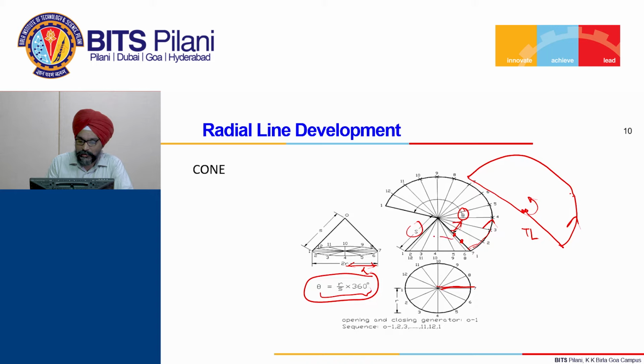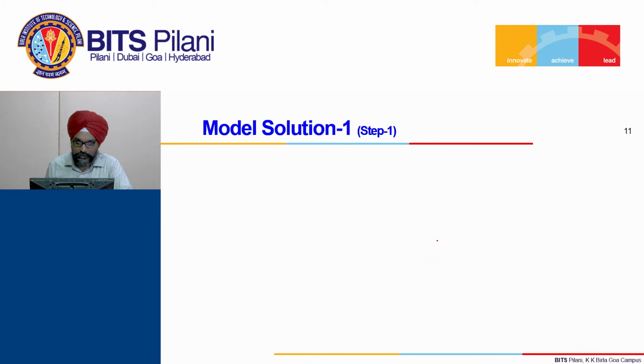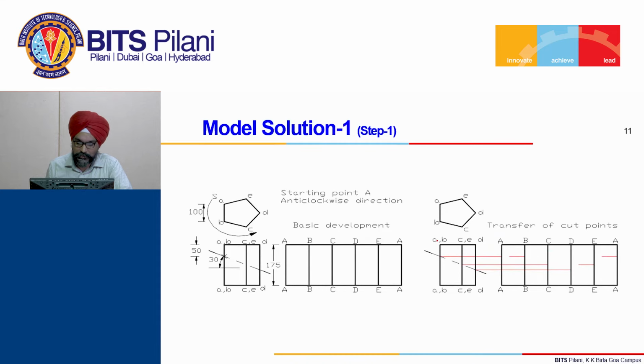As we have done in the case of cylinders, we have a number of generators here. Generators may be left out if you do not have to transfer anything, but if you have to transfer points from the projection to the development, for example, if a hole is cut, that hole is to be transferred. How will you otherwise transfer it? You do not have another mechanism, so you need to transfer the points using the generators. I will demonstrate it with a few examples in the next model solution, but in the beginning, we see how to transfer the points.